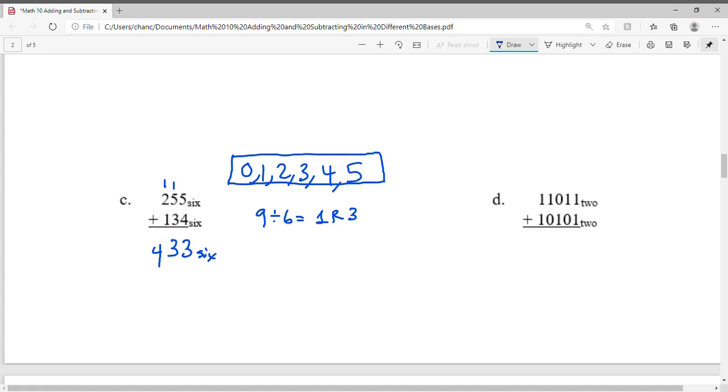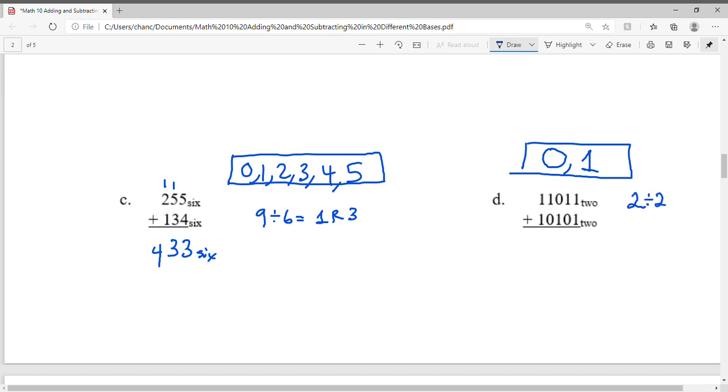For part D, we're adding base 2 numbers together. So let's look at the symbols for base 2. I can have a 0, I can have a 1, and that's it. The only 2 symbols for base 2. Now 1 plus 1 is not equal to 2 in base 2, so we'll convert 2 to base 2.